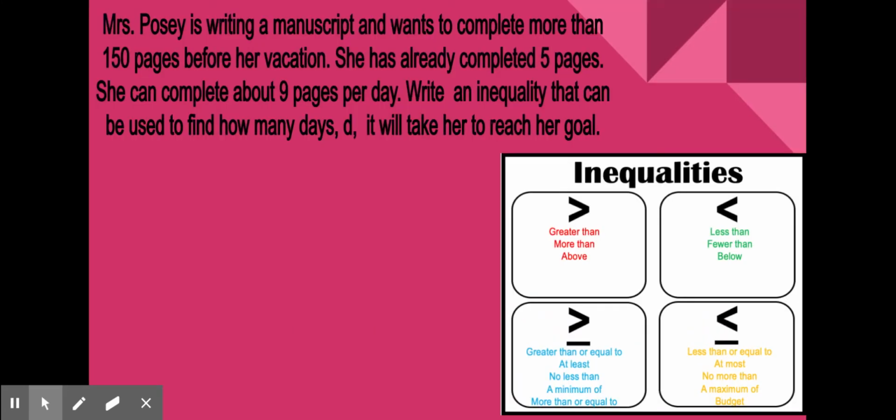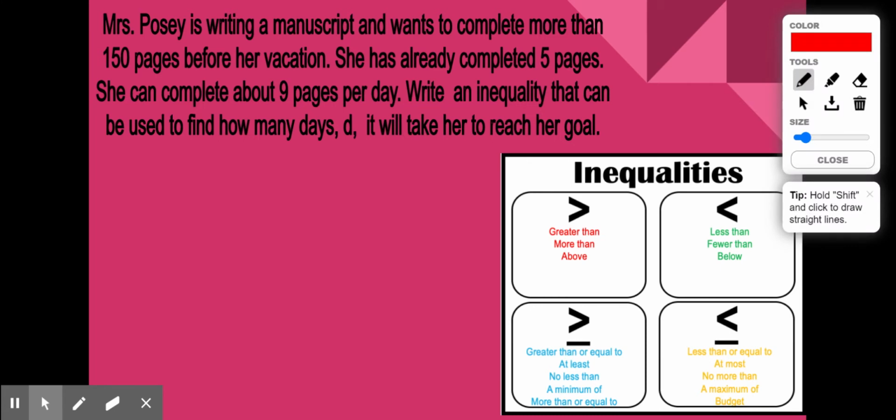Our first example says Miss Posey is writing a manuscript and wants to complete more than 150 pages before her vacation. That right there is one of our indication words, more than 150. So if I come down here and I look at my table, look for more than, we find it right here, which means I need to use the greater than. So we want her to write more than, greater than 150 pages.